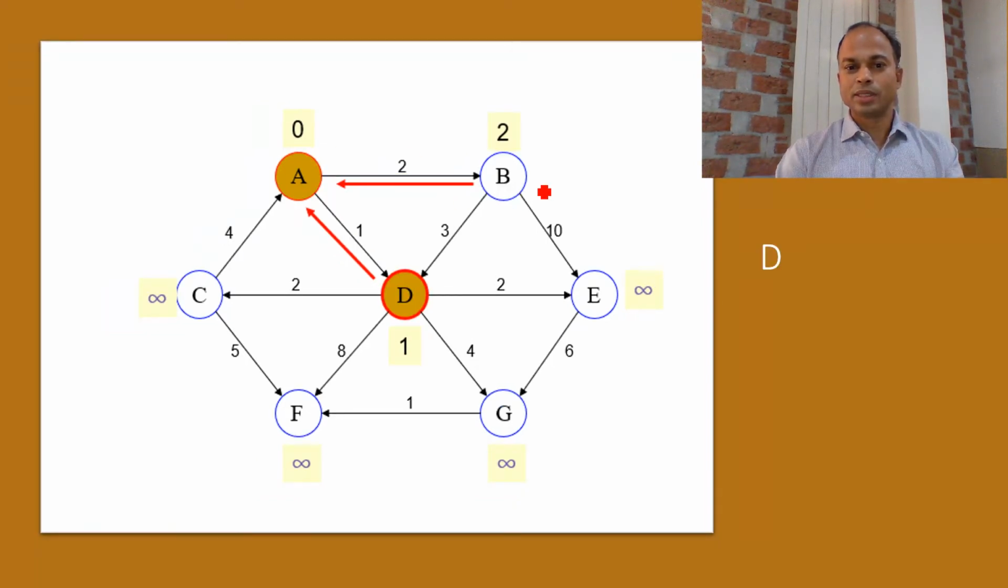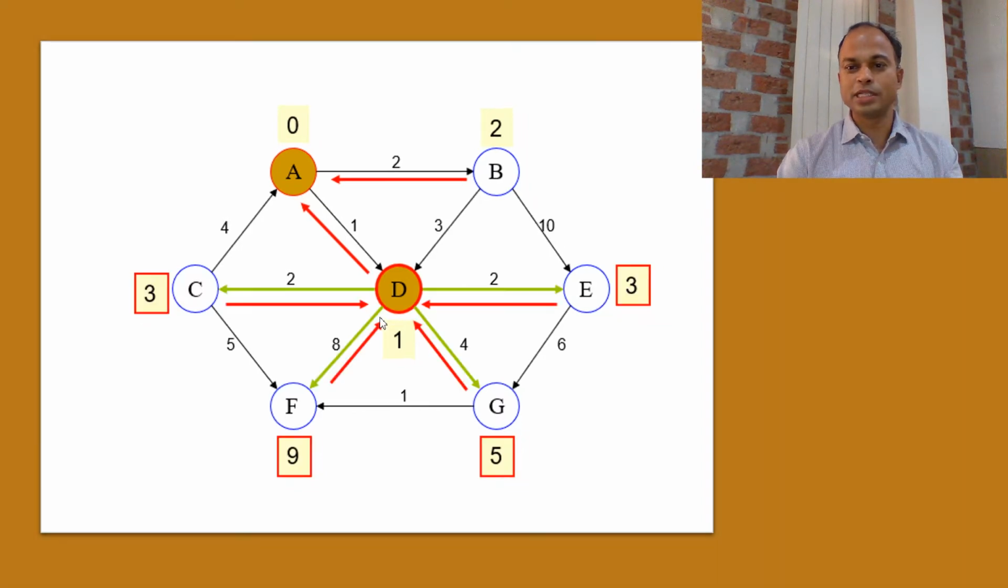Now say vertex D distance is 1. This one is minimum because the other distance is 2. We are taking vertex D and we have to find out all the adjacent of D. Adjacent of D are E, G, F, C.